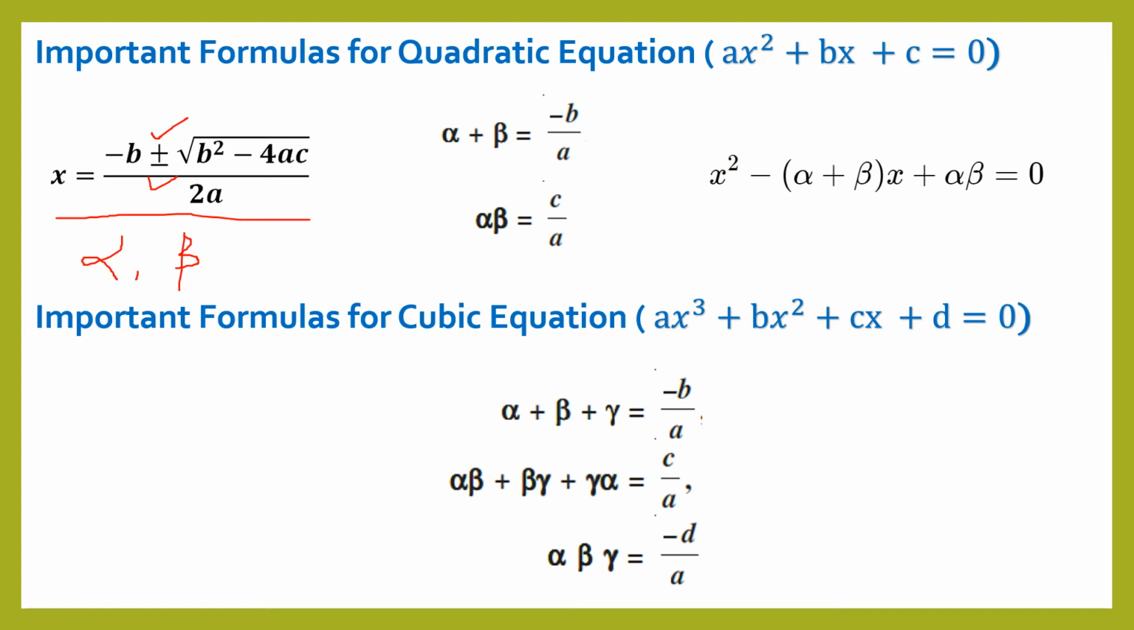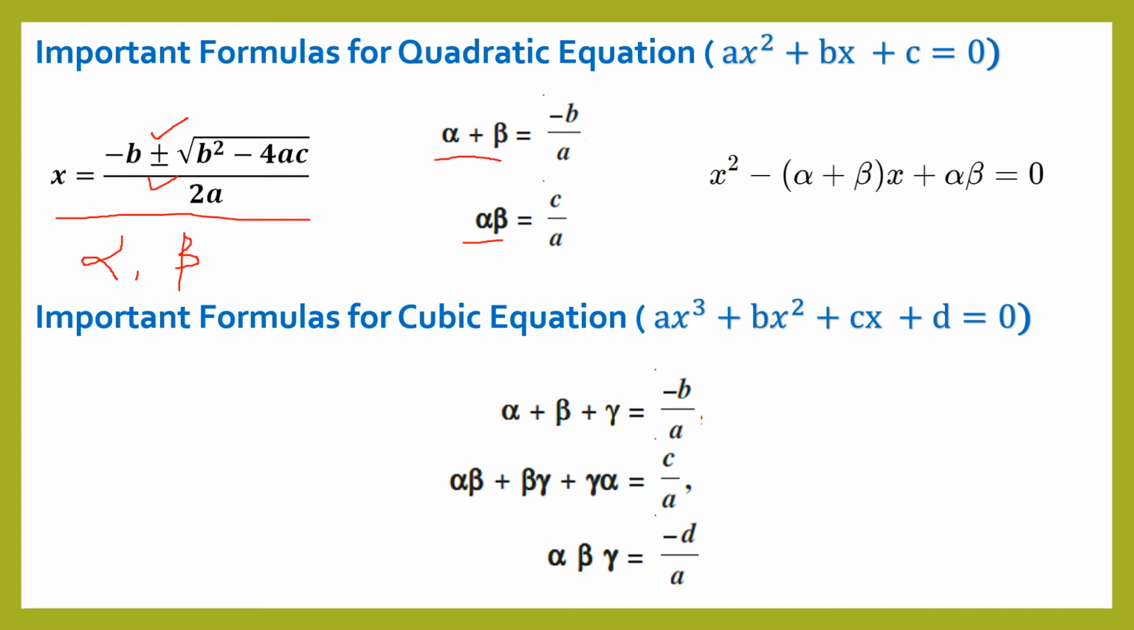Now we will see some of the relationship between the coefficient of the quadratic equation and the roots of the quadratic equation. If you add these roots alpha and beta, you will find it as minus b by a, where b is the coefficient of x and a is the coefficient of x squared in the quadratic equation. If you multiply these roots, you will find it as c by a, where c is a constant and a is again the coefficient of x squared.